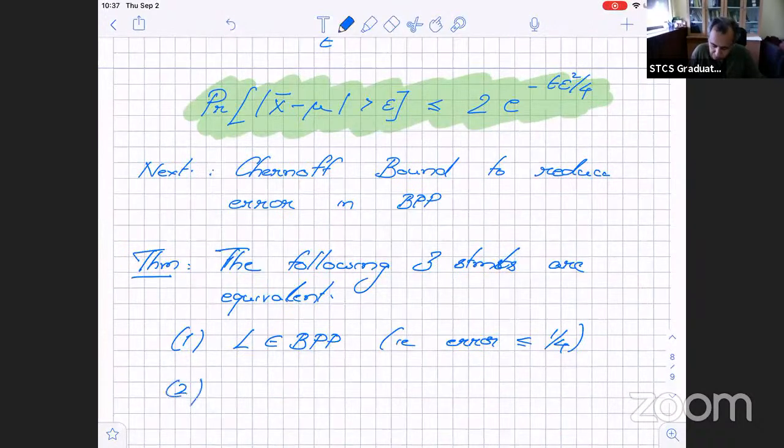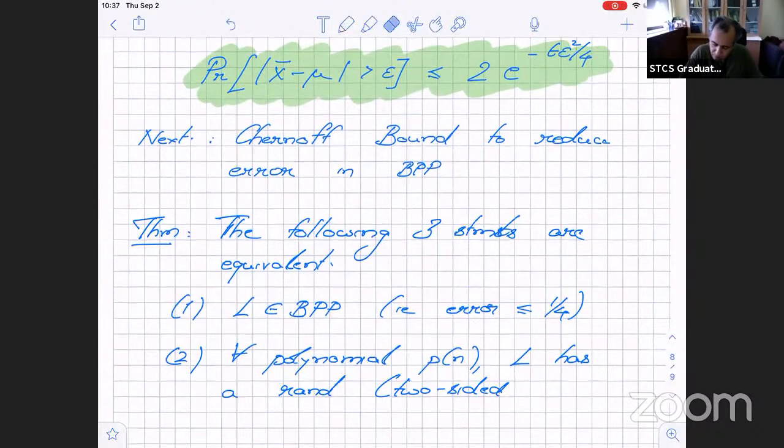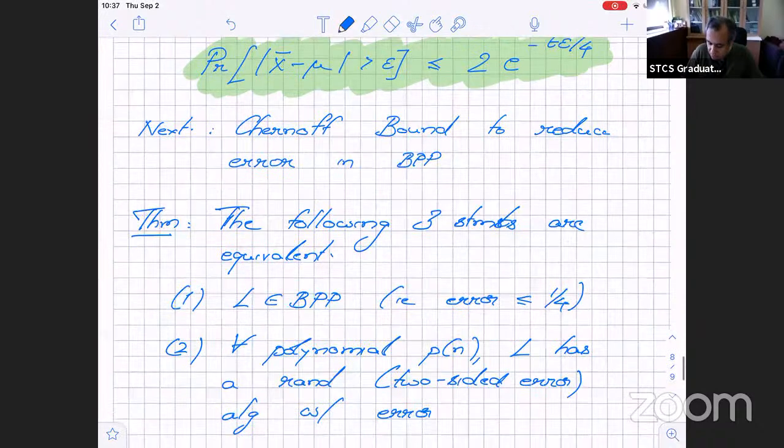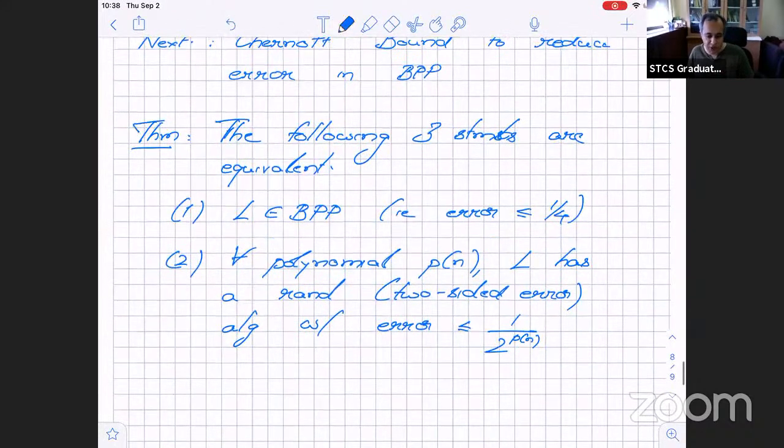2, for every polynomial P of n, L has a randomized polytime two-sided error algorithm with error extremely small, with error less than or equal to 1/2 to the P of n. Extremely small error. The error can be made exponentially small.